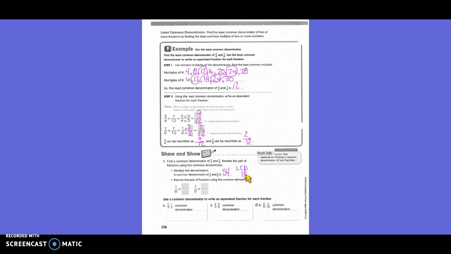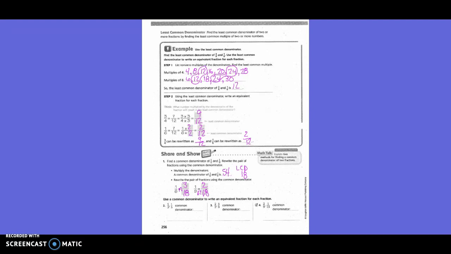So rewrite the pair of fractions using the common denominator. So we want to actually use 18, right guys? How did I get from 6 to 18? Times 3. So what I do on the bottom, I also have to do on the top. So 1 times 3 is 3. Is that our new denominator with 18? How did I get from 9 to 18? Times 2. So 1 times 2 is 2. So our new fractions are 3/18 and 2/18.